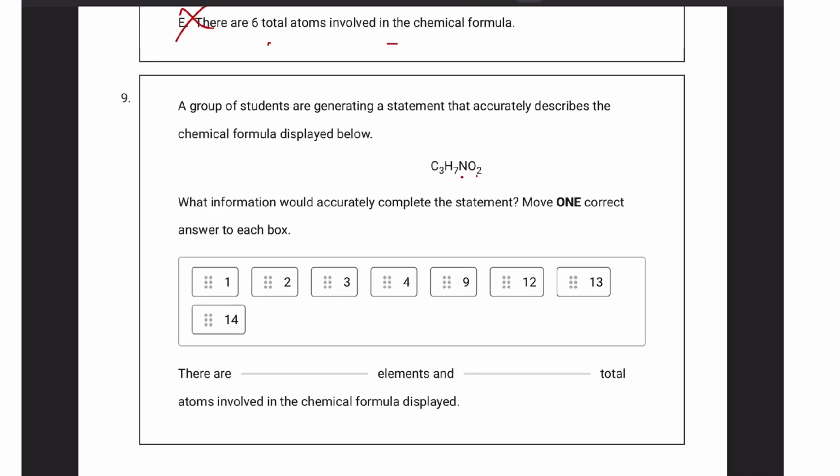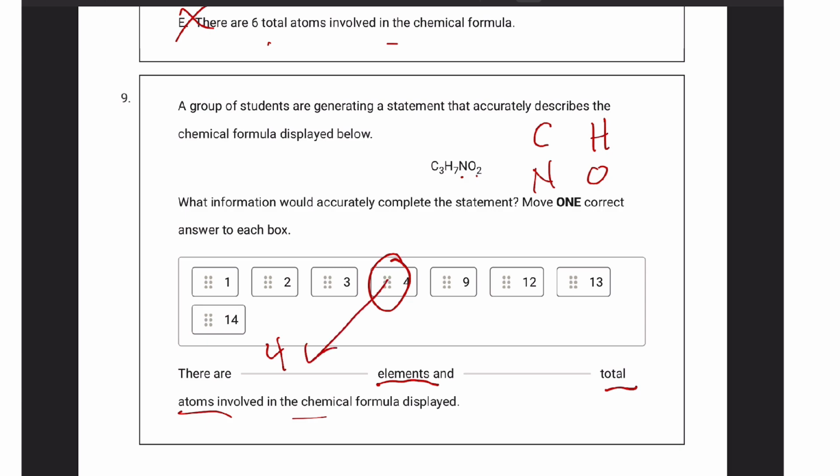Number 9, a group of students are generating a statement that accurately describes the chemical formula displayed below, C3H7NO2. What information would accurately complete the statement? Move one correct answer to each box. So we're looking for, there are blank elements and blank total atoms. So we're looking for how many elements and how many atoms. So let's count elements first. We have a carbon, we have hydrogen, we have nitrogen, and we have oxygen. So how many is that? 1, 2, 3, 4. So you would have taken this one and dragged it down there.